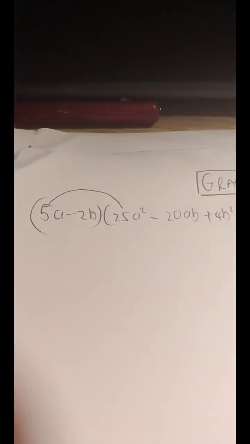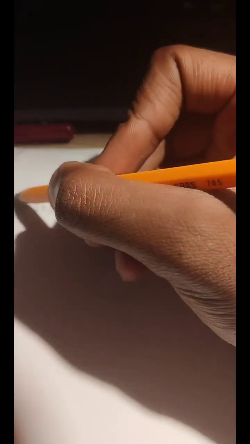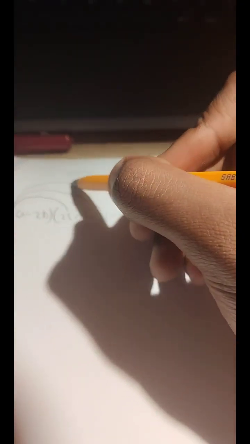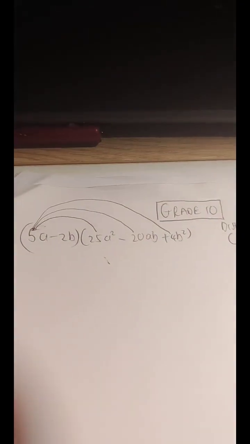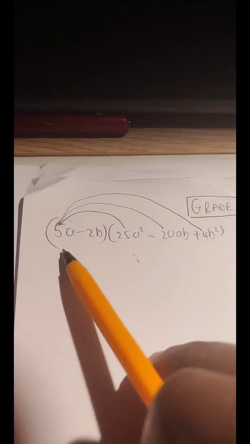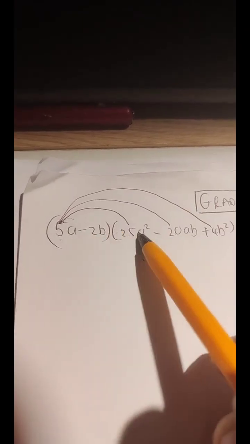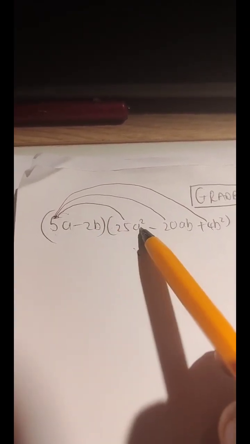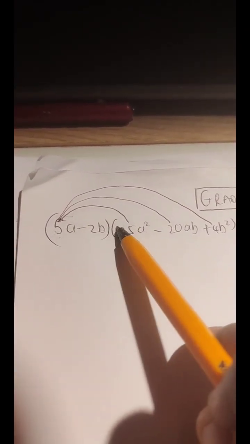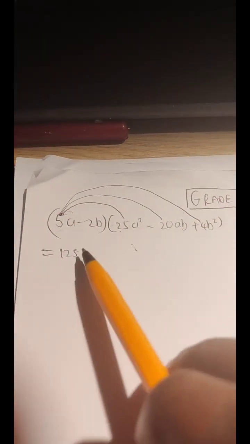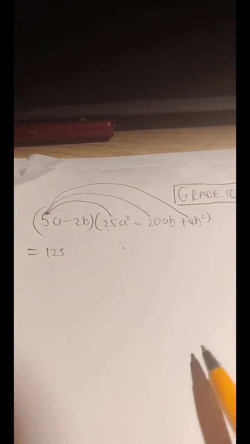So let's go. 5a needs to be distributed to 25a squared. 5a then has to be distributed to negative 20ab, and then 5a needs to be distributed to 4b squared. That's how we do it. So we are going to multiply, guys, sign first, then number next, then letter last. Sign: positive times a positive is positive. Number: 5 times 25, that's 125. Letter: a times a squared.